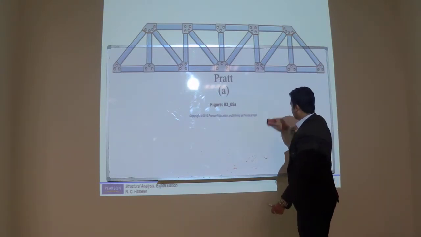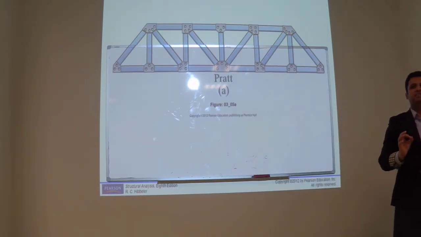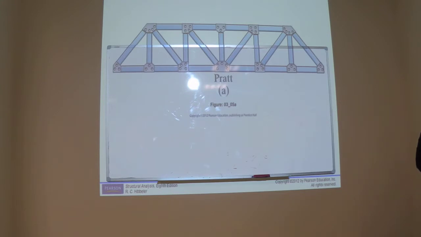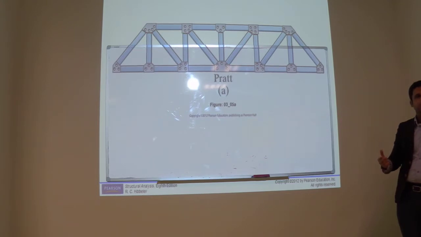To solve a truss is very easy, but to make a truss is very difficult. These structures are very difficult to make because they have a lot of fabrication, lot of connection details. You have to cut the members, you have to make the location of bolts, and then you have to assemble these members on site. So it's not that easy.